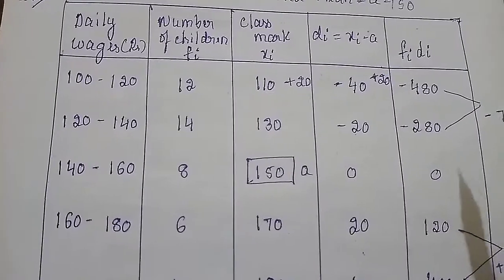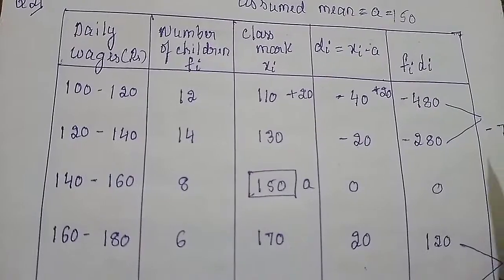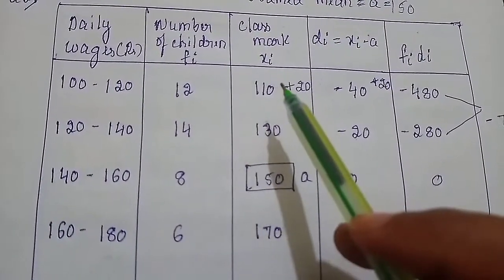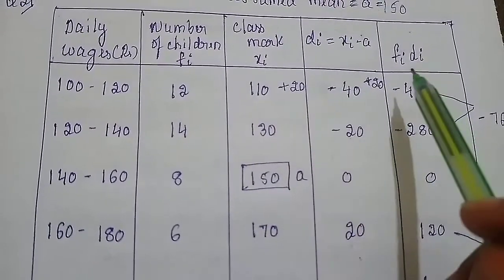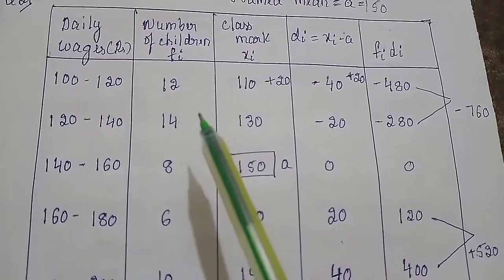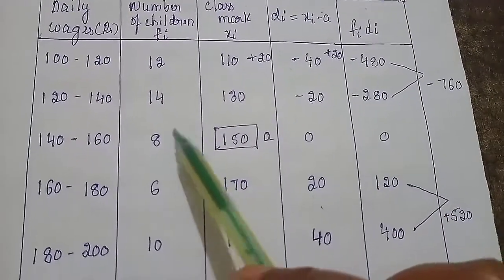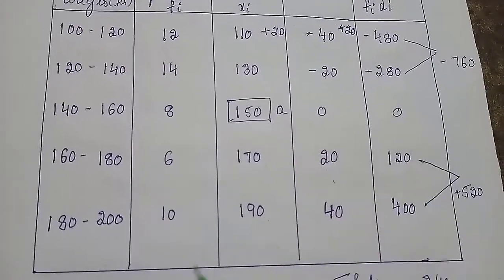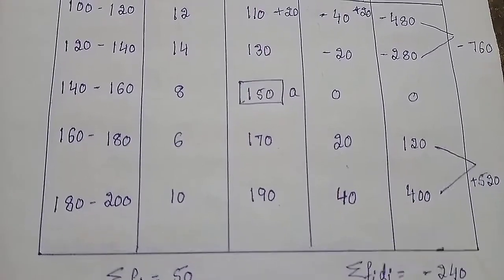And then what is the next column of the assumed mean method? fi di. One thing you remember, for the direct method you multiplied fi with xi, and for the assumed mean method you are multiplying fi with di. So fi is common in both the methods. When you multiply fi with di, you can see 12 into minus 40, minus 480, 14 into minus 20, minus 280, 8 into 0, 0, 6 into 20, 120, 10 into 40, 400.